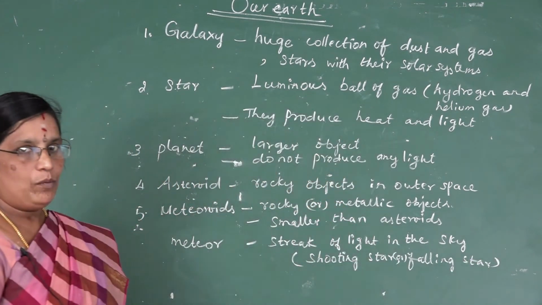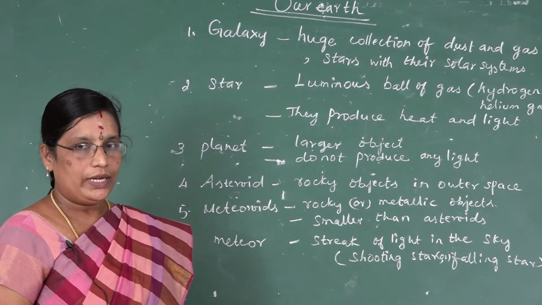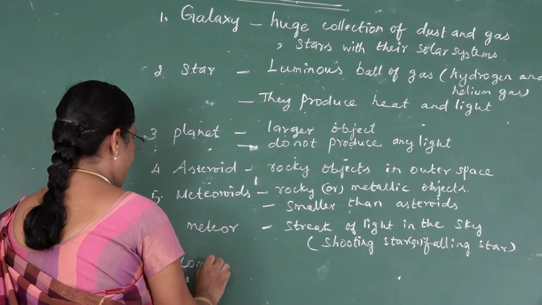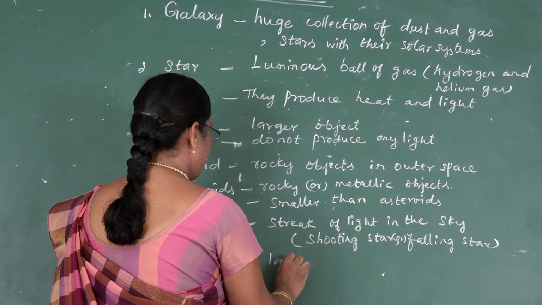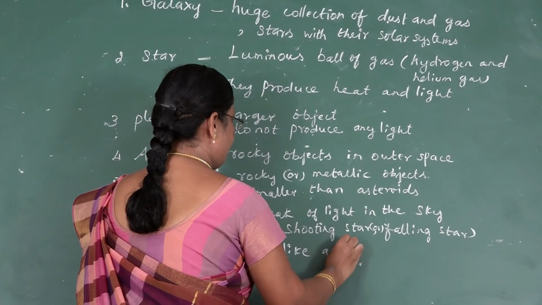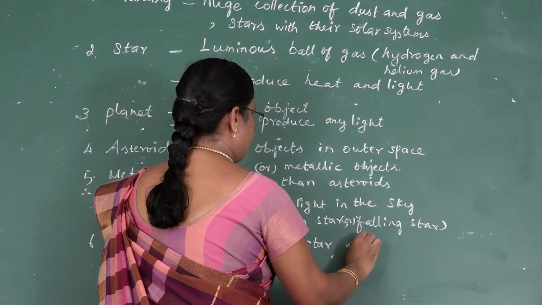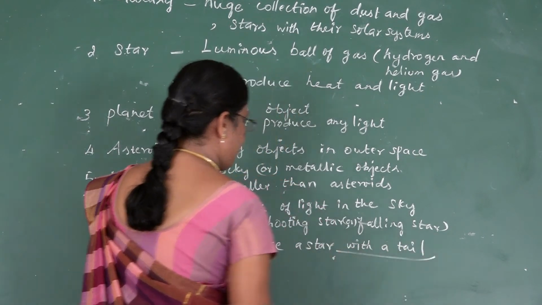The next one is about comets. Comet looks like a star with a tail.